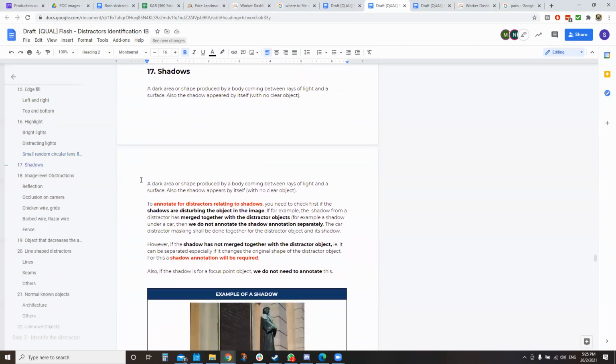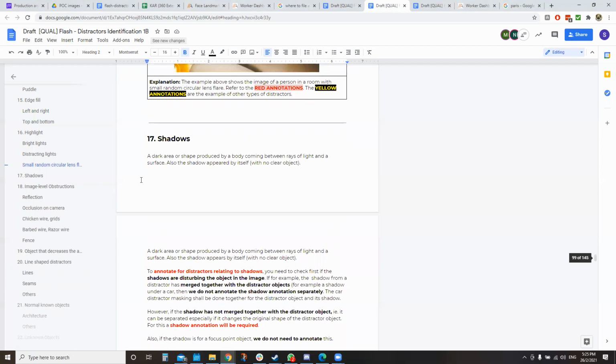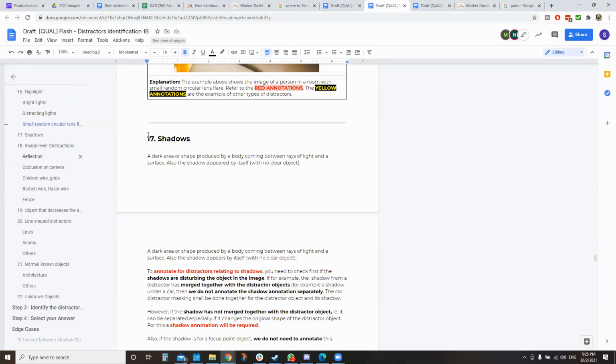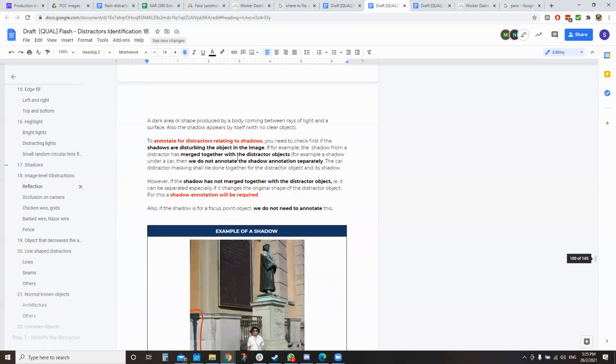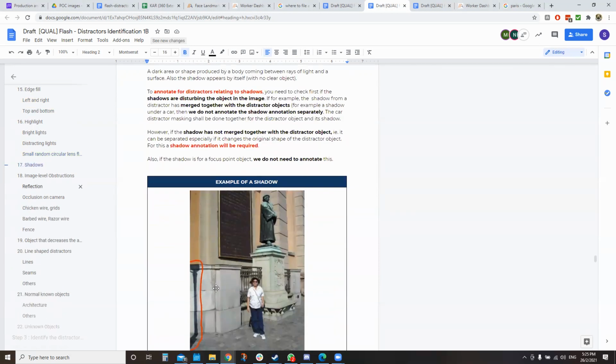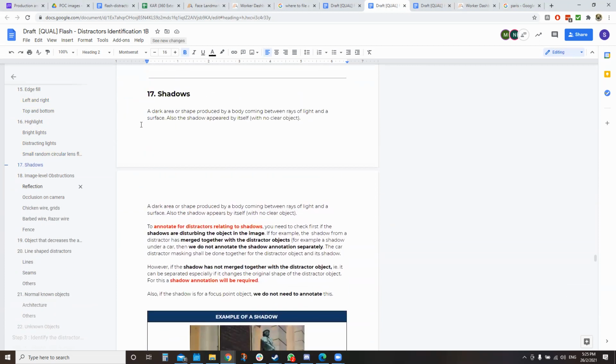And then, okay, this one is the tricky one. There are two things. There's one called shadows, which is the dark area shape of produce. So this one, this here. Let's go through this properly.